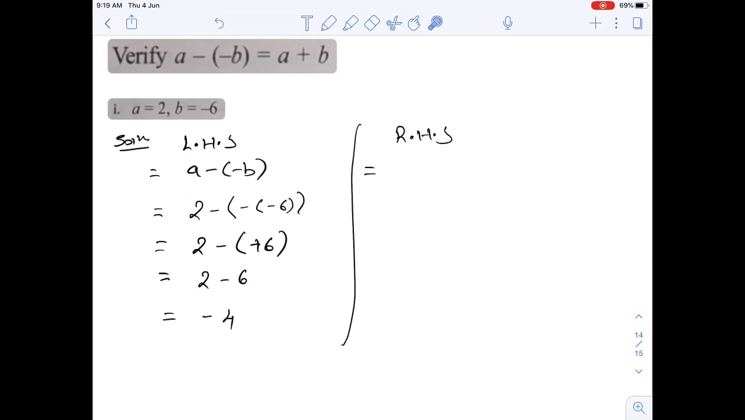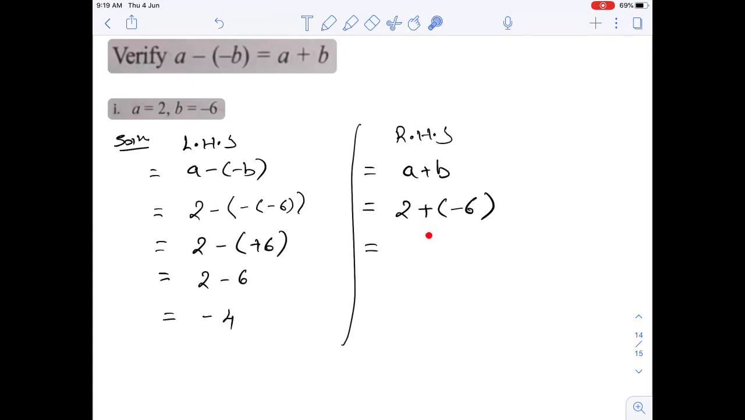Now what is our RHS? So that is a plus b. So a plus b equals 2. Now what is value of a? So value of a is 2 and b is minus 6. We will copy these values over here. So you will get 2 plus value of b as minus 6. So we will write it in bracket. Now it is easy for us to solve.